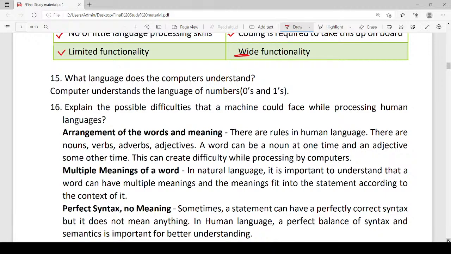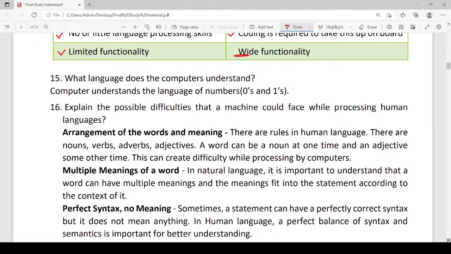The second one, multiple meanings of a word. The same word can be used in different ways and we'll have to identify the meaning according to the context. Like, the red car zoomed past the nose or his face turned red after consuming the medicine. So the word red has different meanings, right? So that is an example for multiple meanings of the word. So you may get a question by just giving two sentences and identify the possible difficulty a machine could face while processing this language.